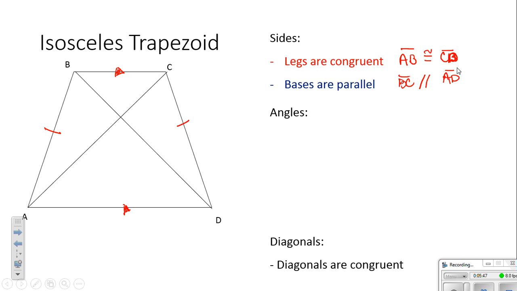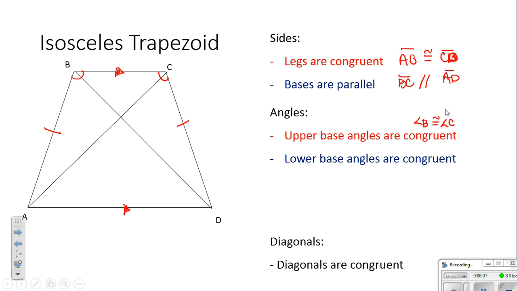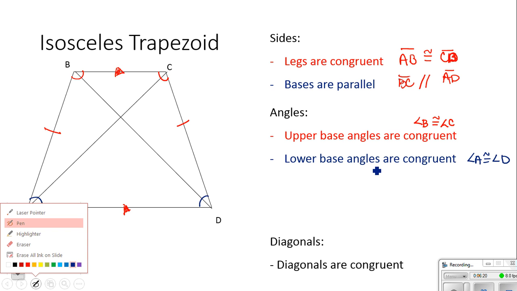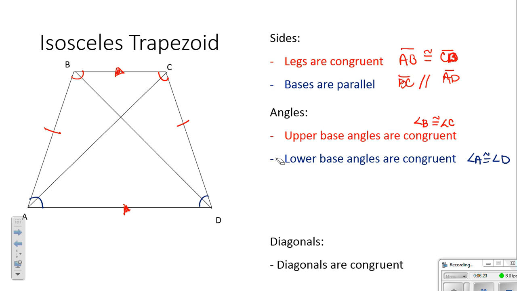Okay. Now if we talk about their angles, their upper base angles are congruent. The upper ones are the ones on top. So angle B is congruent to angle C. And the lower base angles are congruent. So angle A is congruent to angle D. Okay. I'm going to go ahead and erase that right there so it looks more like a D. I'm sorry.